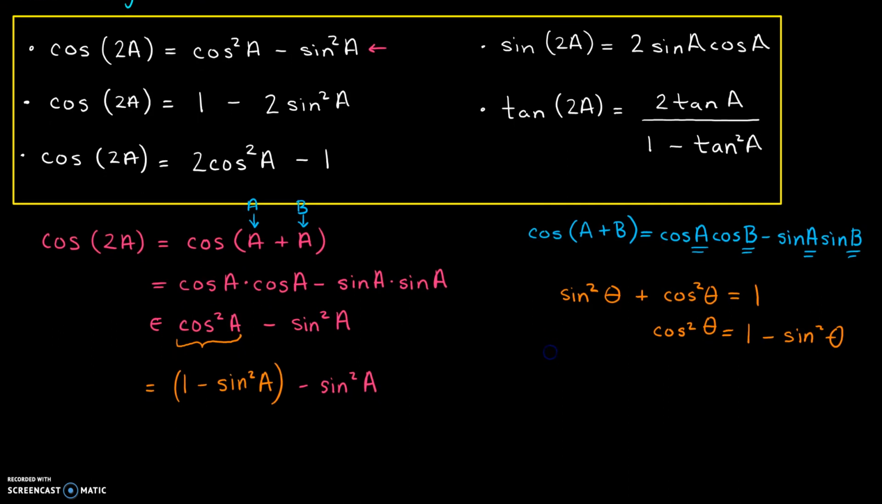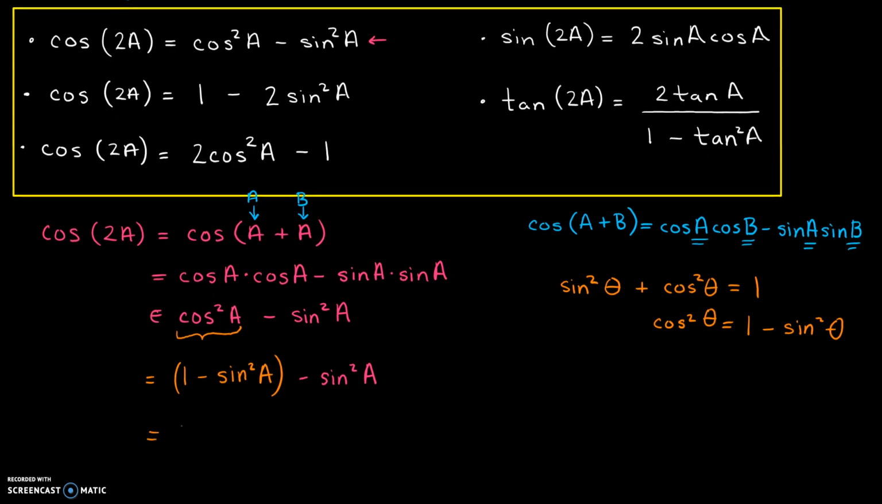Then if I combine like terms, how many sine squared a's do I have? I have negative sine squared a minus sine squared a. That simply gives me 1 minus 2 sine squared a. And so that's where this identity comes from.